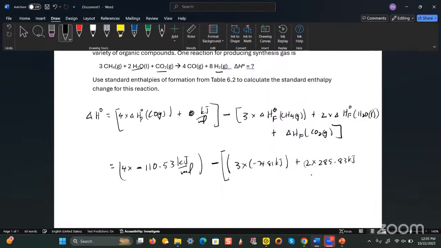And then now, for the carbon dioxide, oh, this is negative? Yes. Oh, my bad, okay. And for carbon dioxide, what's the value? Gas, CO2 gas.